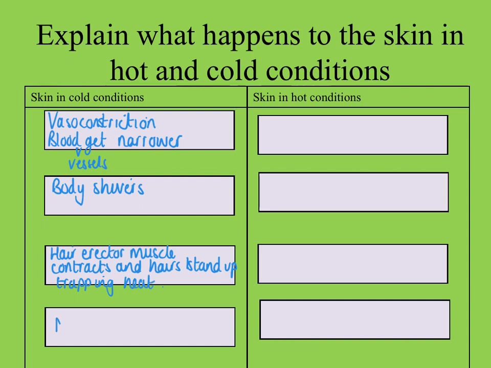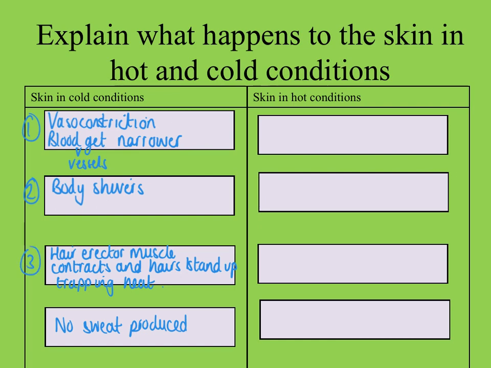We could put no sweat produced, but in the exam question we don't want to write that as an example of what happens on a cold day. Use the first three if they want two examples.